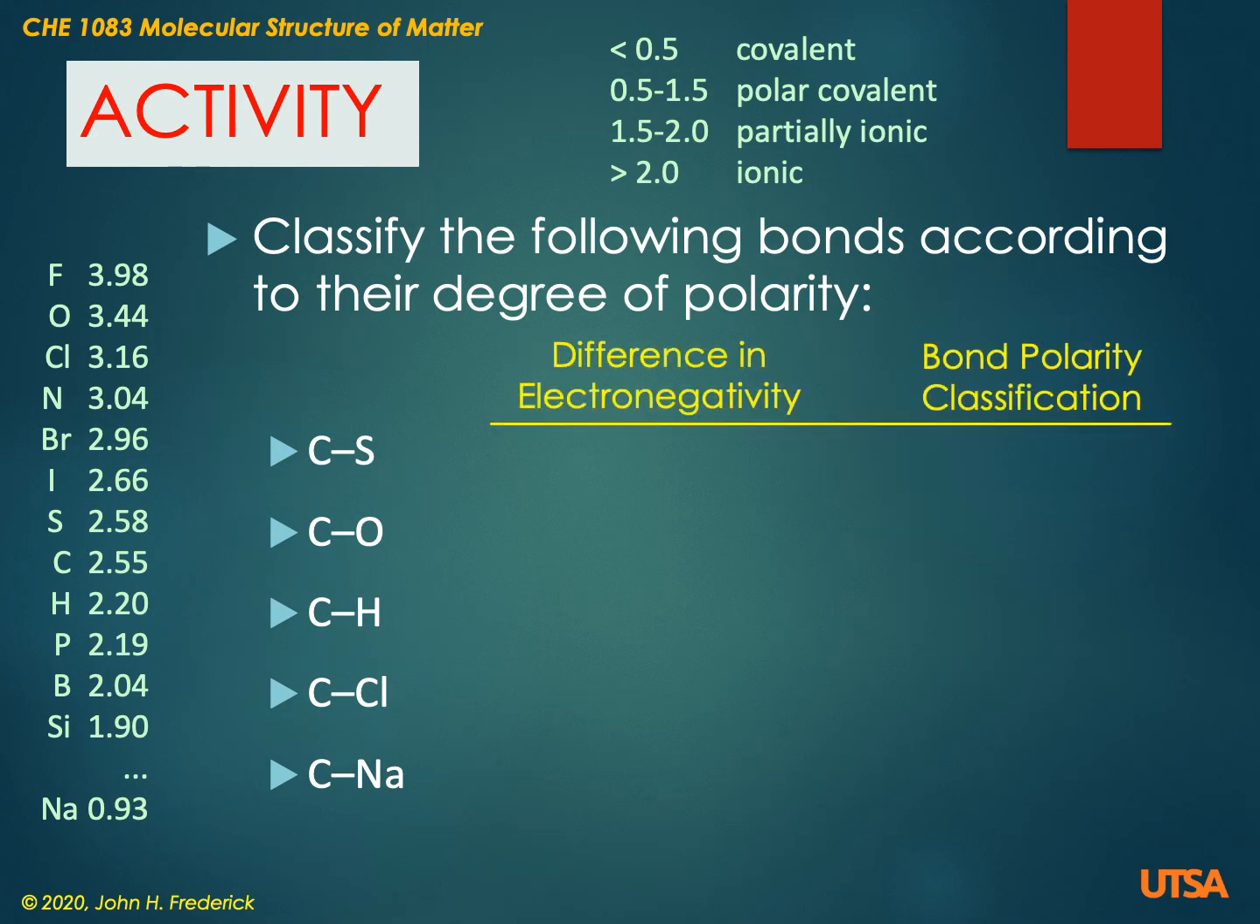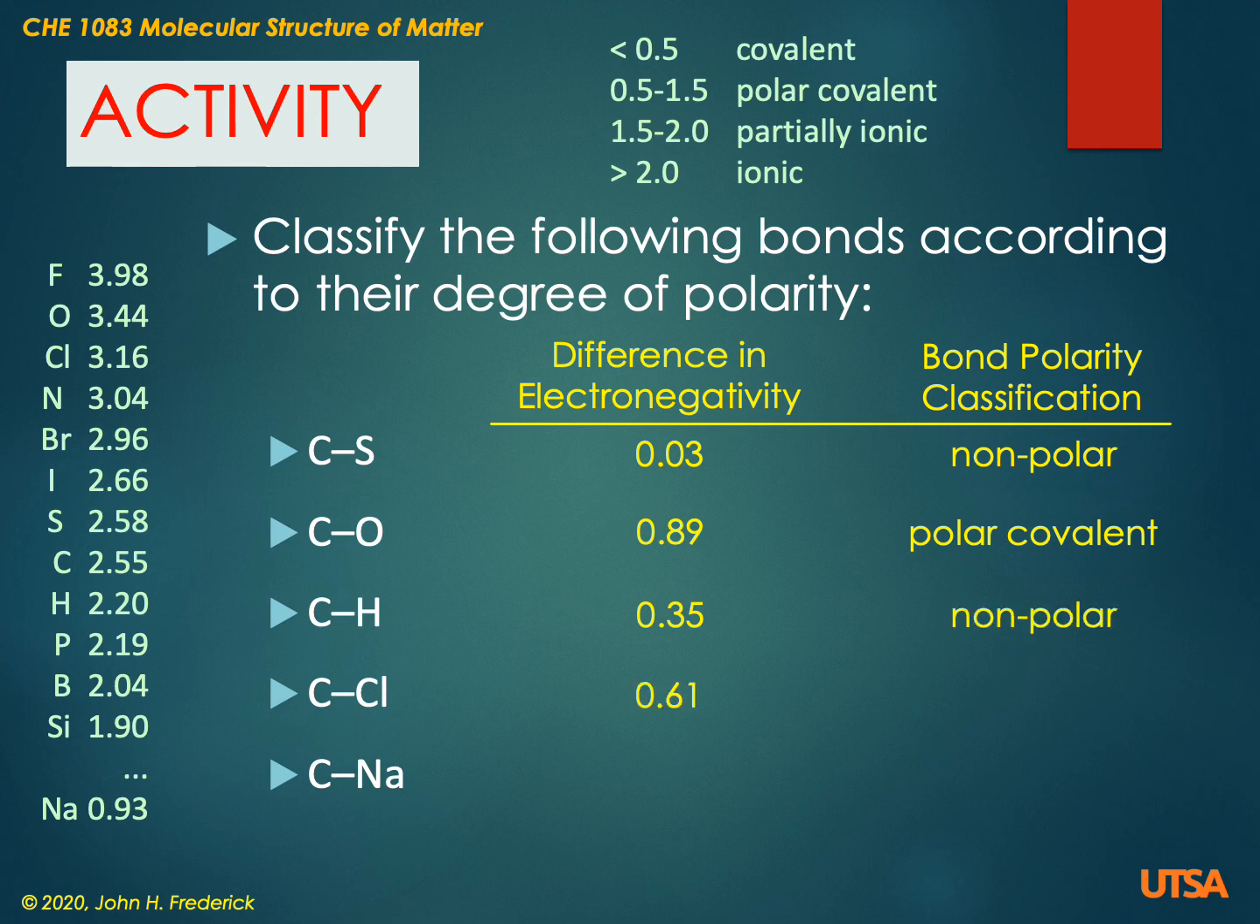Carbon and sulfur. The difference in electronegativity there is 0.03, so that's clearly a covalent bond, and it's nonpolar because the difference in electronegativity is not very great. Carbon and oxygen, however, have a difference of 0.89, so that's going to be a polar covalent bond, and indeed in a lot of the molecules that we will see in this course, the carbon-oxygen bond is highly polar. Between carbon and hydrogen, it's 0.35. That's still below 0.5, so it will be a nonpolar bond.